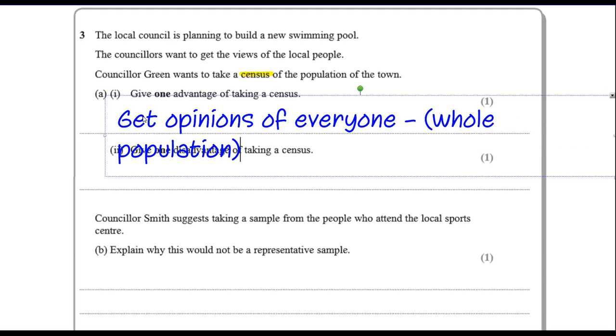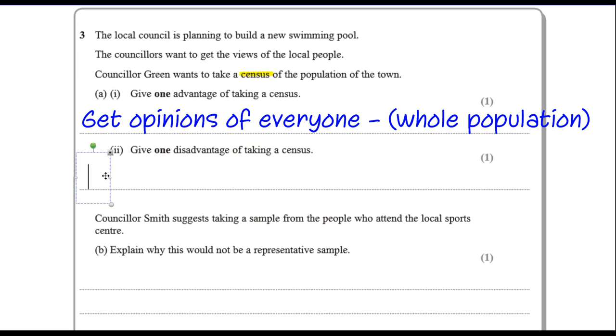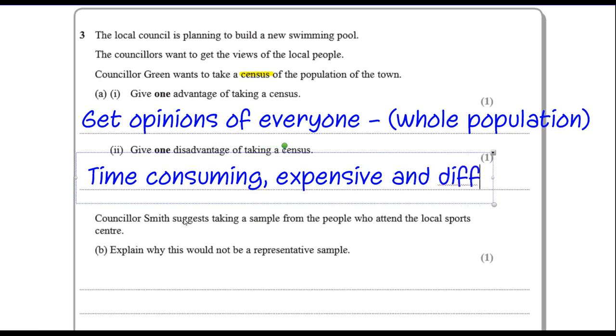So that's good. Part 2. Give one disadvantage of taking a census. So it's going to be time consuming, it's going to be expensive and quite difficult to carry out.